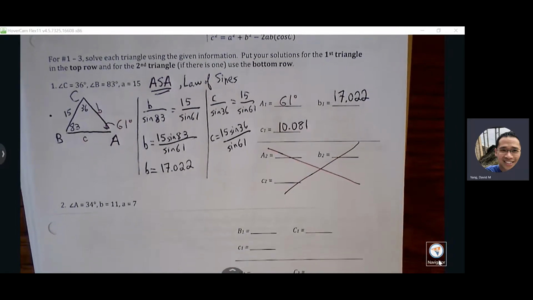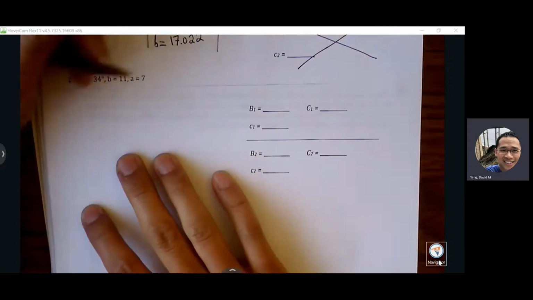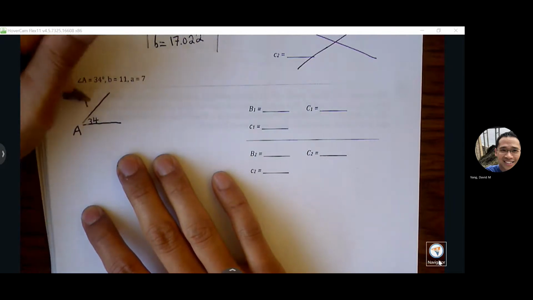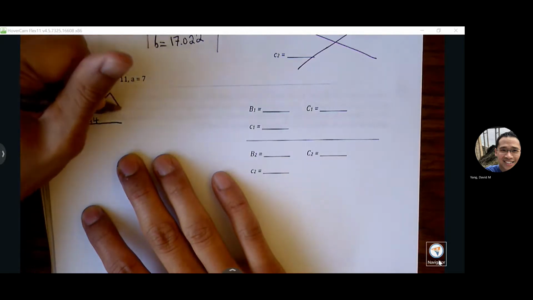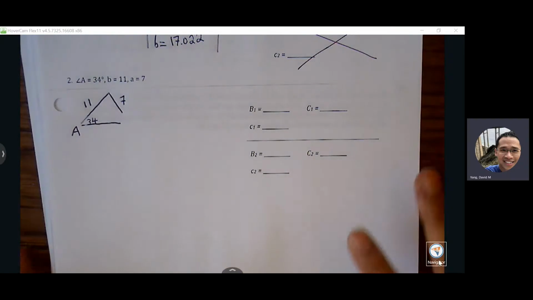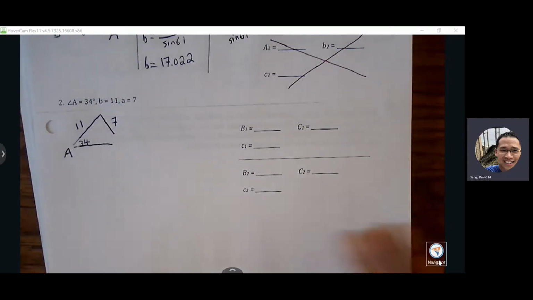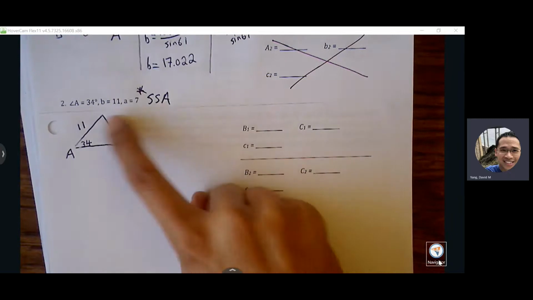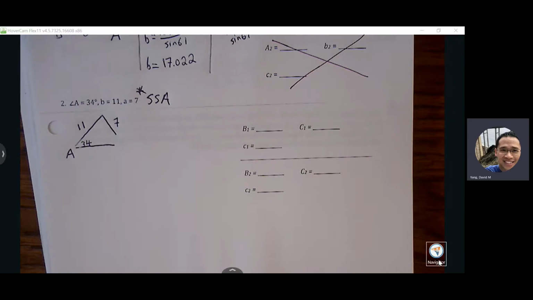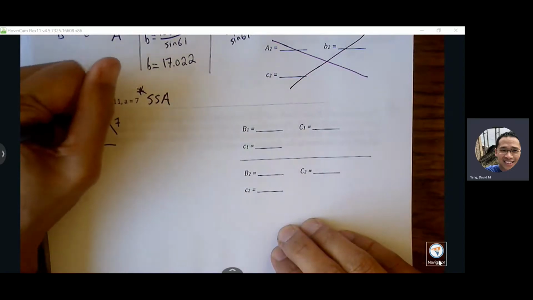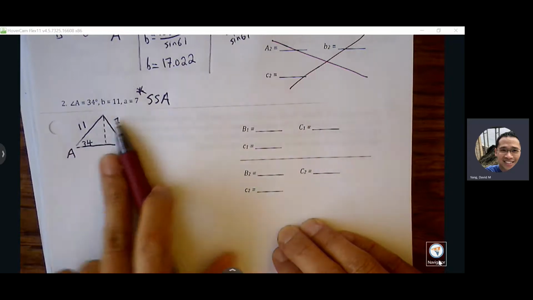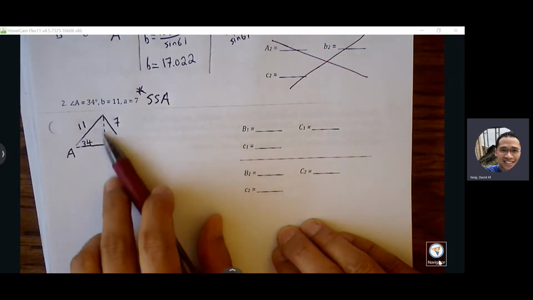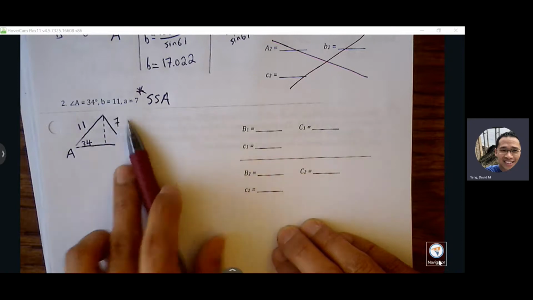Angle A, side B, and side A. What category is this going to be? Side-side-angle, which means we have to be careful that we potentially go through that test. We have to do that vertical height. That vertical height is not part of the triangle, but it is how we determine what's going to happen with this free swinging side. Is it going to settle as one triangle, 2 triangles, or 0 triangles? This is our guide to know where to put this hanging side here.